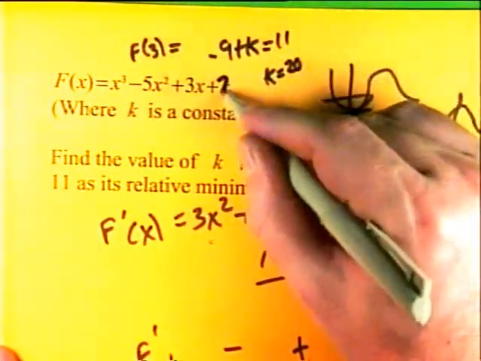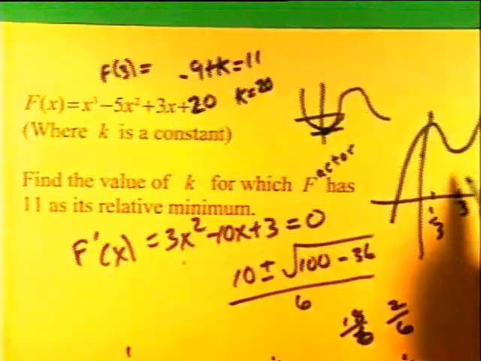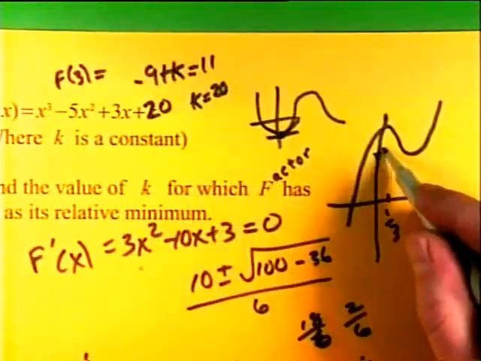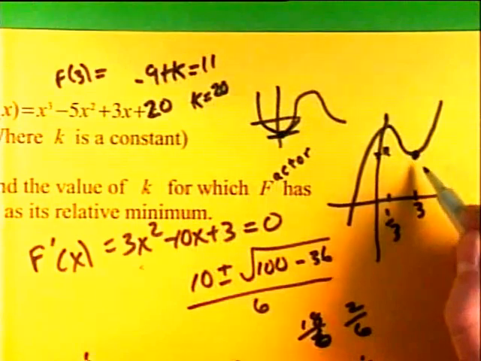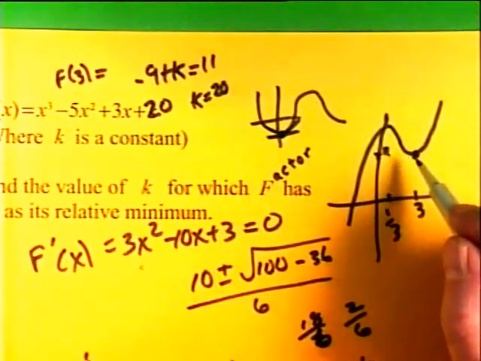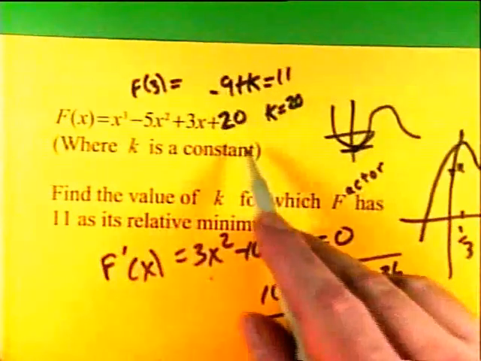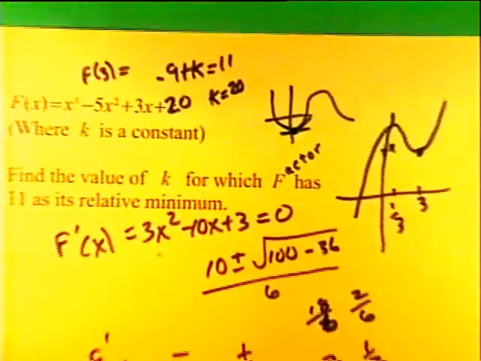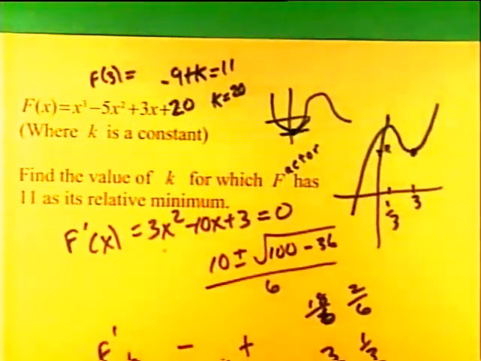So in other words, if k is 20, then this graph is a true statement. If this is 11, the minimum we know is already at x equals 3. If we want the y value to be 11, then k would have to be 20, right? Right. You understand all that? Yeah. That's actually a pretty hard concept.